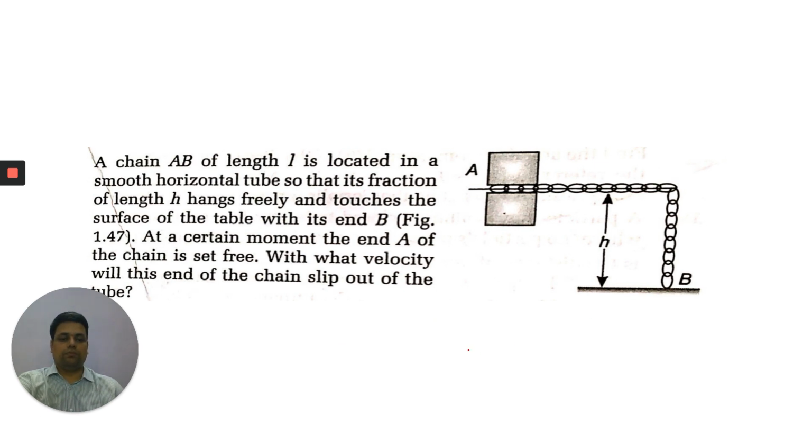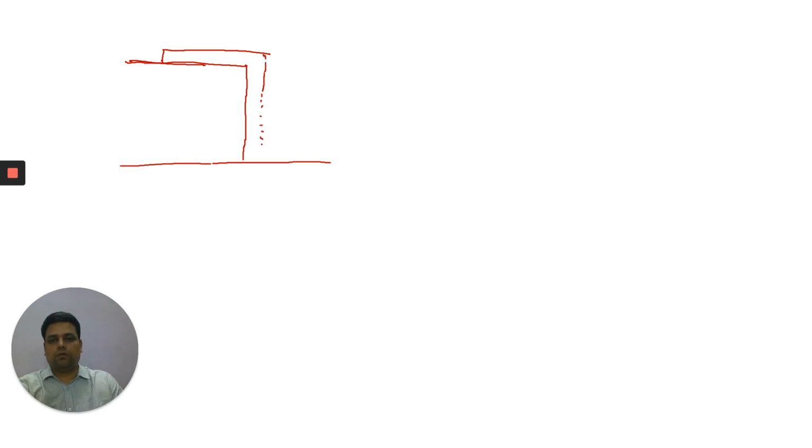So, let's imagine a table surface, and we have a chain just placed in such a way that one end B is touching the floor, the other end A is over here. I'm told this height is, say, h.